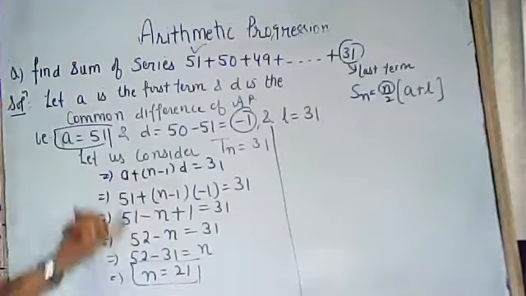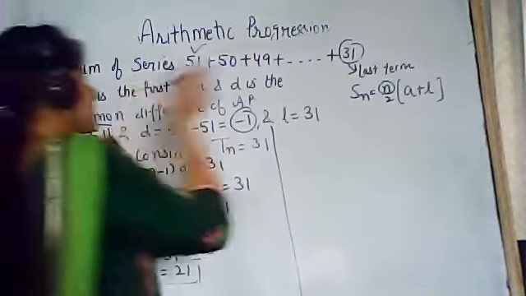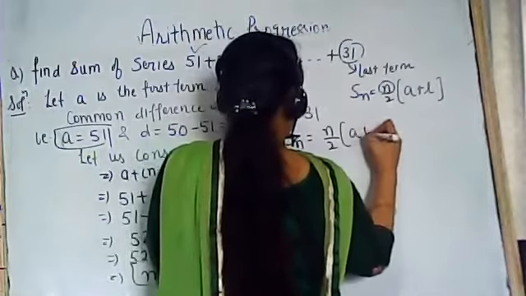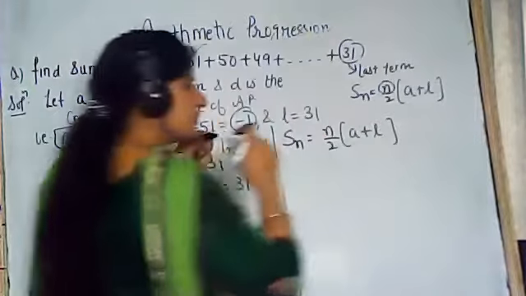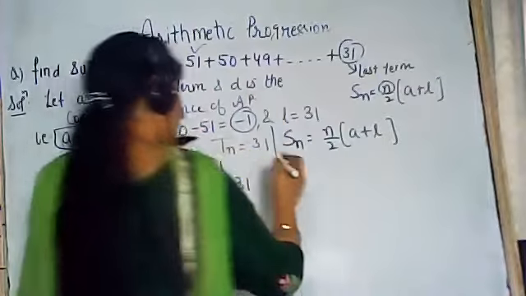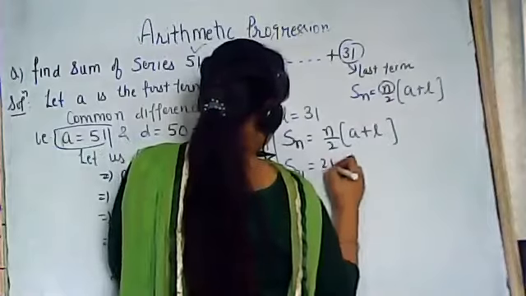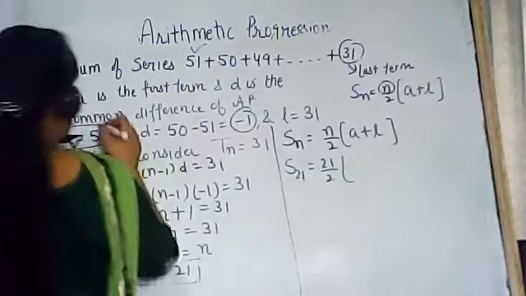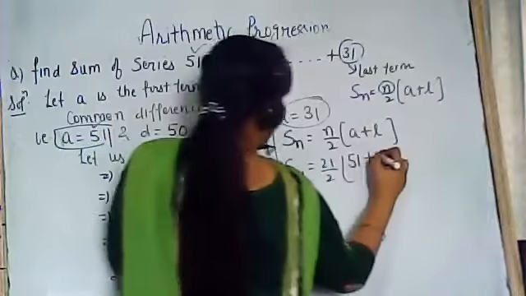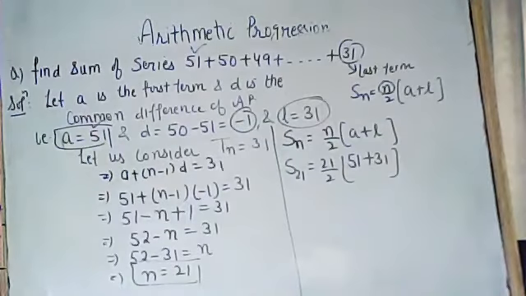Now what is the second step? We want to calculate the sum of this series. So what is the formula to calculate the sum? N by 2 into A plus L. The last term is given, it means we shall apply this formula to calculate the sum. Now, what is the value of N? This is equal to 21. What is A? The value of A is 51. And what is the last term? This is equal to 31. So substitute all the values in this formula.